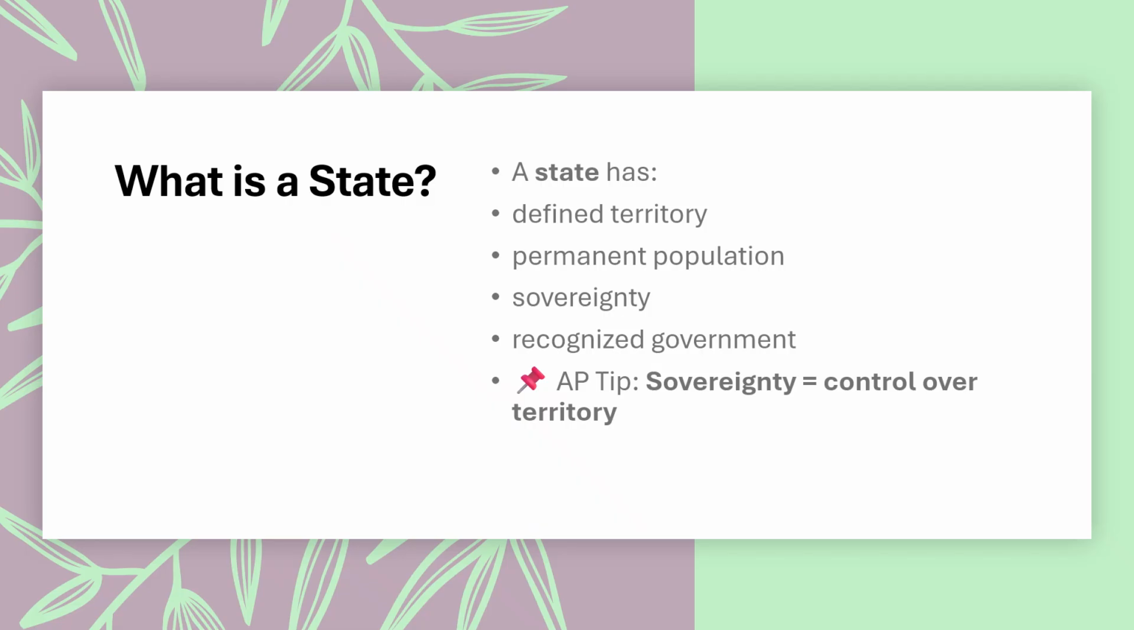First off, what is a state? A state has 4 parts, including defined territory, permanent population, sovereignty, and a recognized government. Just a quick tip, sovereignty means control over a territory. Power to do what you want in your territory.